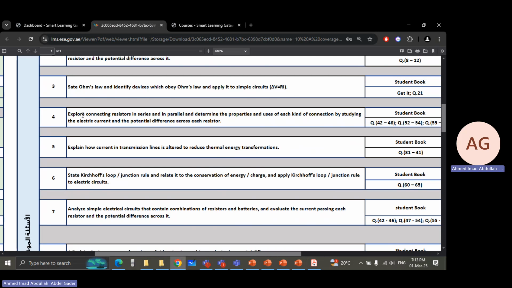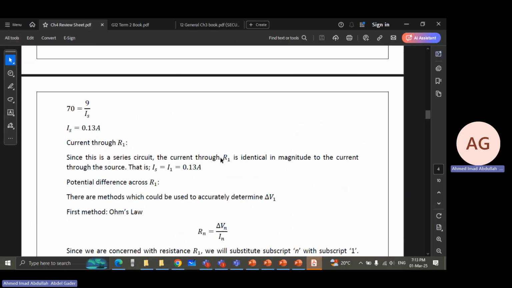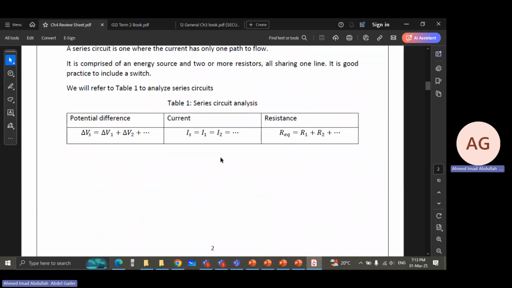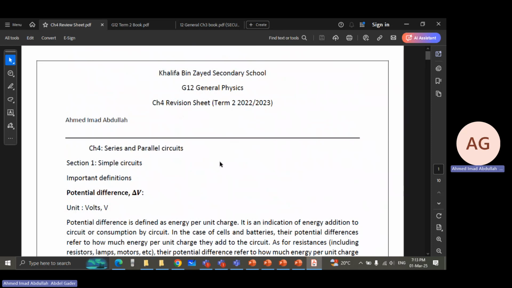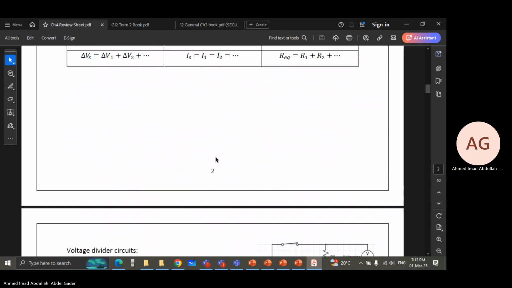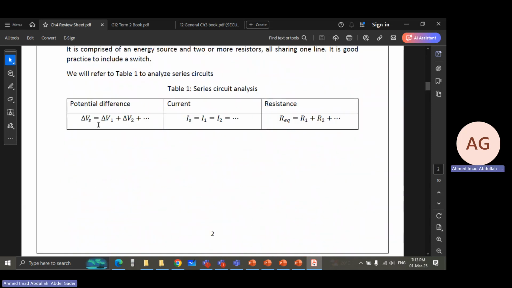Moving on, question number 4. Explore connecting resistors in series and parallel and determine the properties of and uses of each kind of connection by studying the electric current and potential difference across each resistor. So, as stated before, in a series circuit, the potential difference of the energy source equals the potential difference across each energy consuming device.